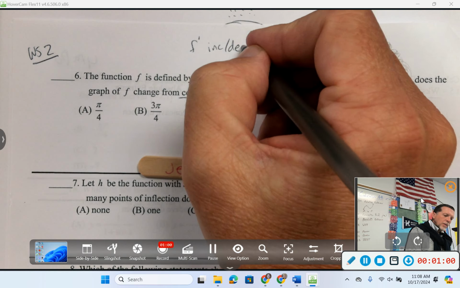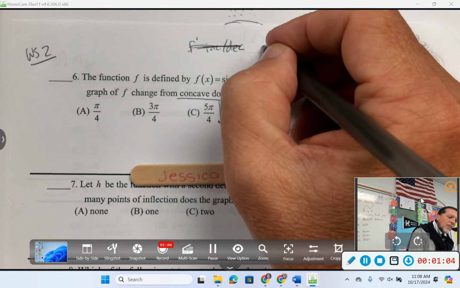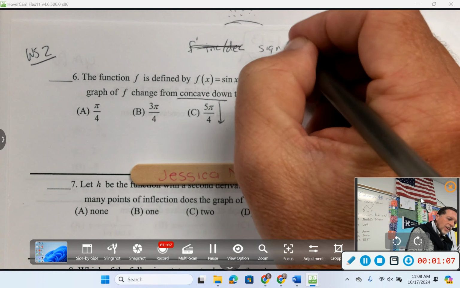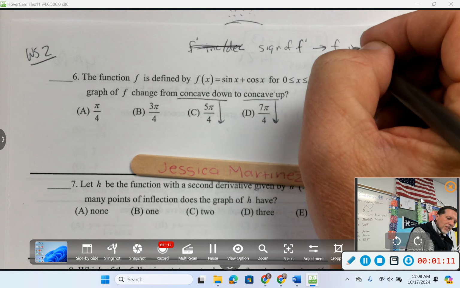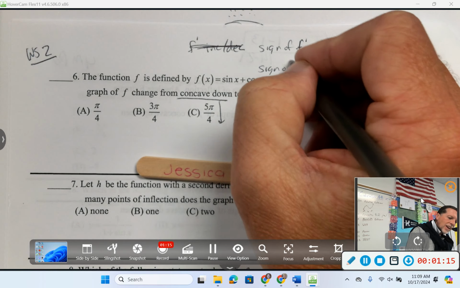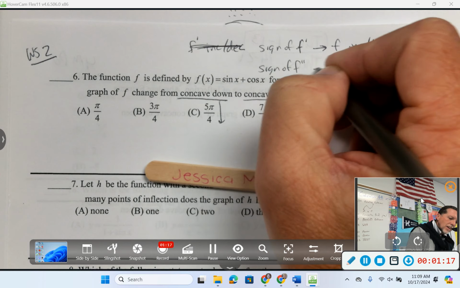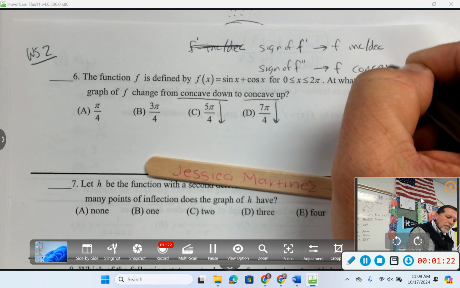First derivative tells me increasing and decreasing. Hold on, I need to say the sign of the first derivative tells me if f is increasing or decreasing. And the sign of the second derivative tells me if f is concave up or down.